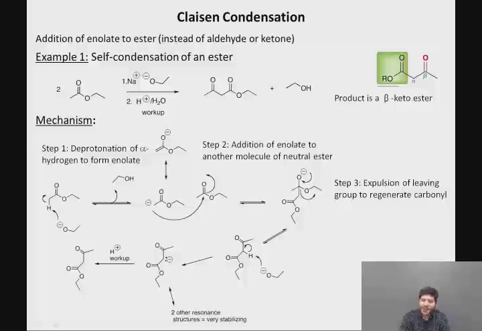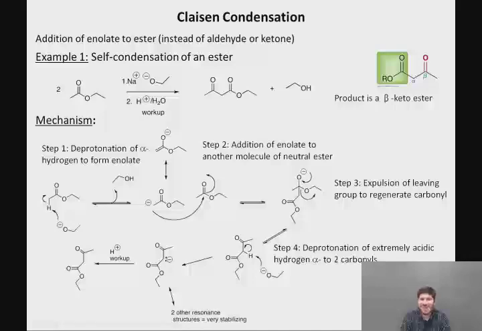But then I have 2 more steps here drawn in my mechanism. Step 4 then is deprotonation of the extremely acidic hydrogen alpha to 2 carbonyls. That central hydrogen gets deprotonated under the reaction conditions, and I'll have more to say about that on the next slide also. So if that central carbon has been deprotonated, we now have a molecule with an overall negative charge.